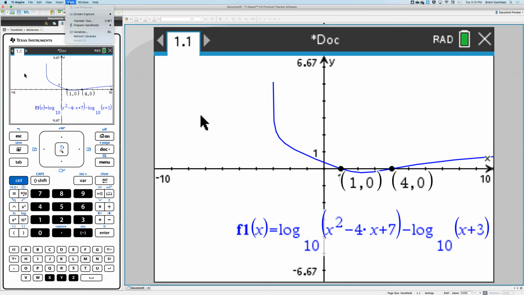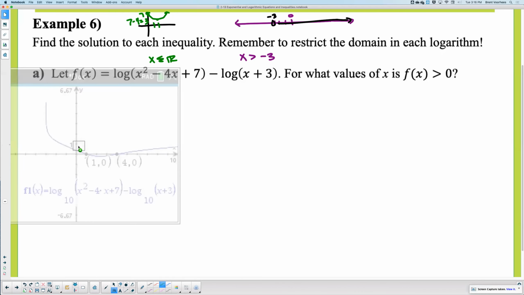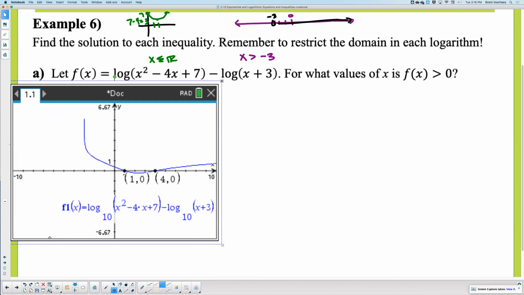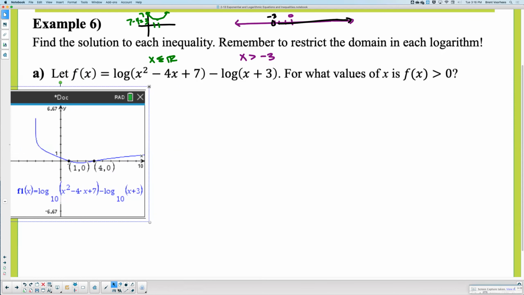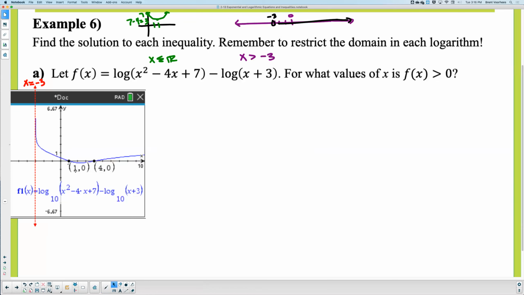So I'm going to take a picture of this, and I'm going to include this. Here's going to be my solution. So I can see this has a vertical asymptote, just like I told you it would, at -3. Remember how I said the graph has to be greater than -3? That's the vertical asymptote I just added right there. X equals -3. This picture is only on the right of it. It's only the values greater than -3.